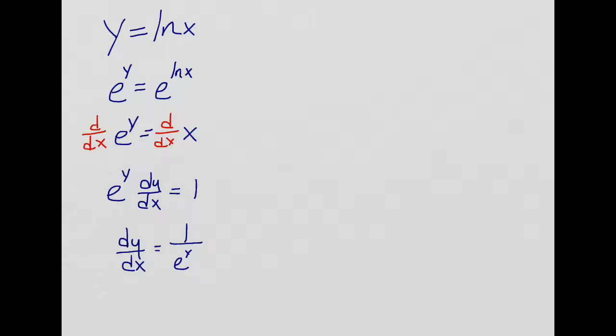But again, I always want my derivative to be in terms of x if I can. So I know that e to the y was really just going to be x, right? We found that right here. This equation was just e to the y equals x. So I can go ahead and replace e to the y with x. So we can say now that dy dx is simply equal to 1 over x in this case.